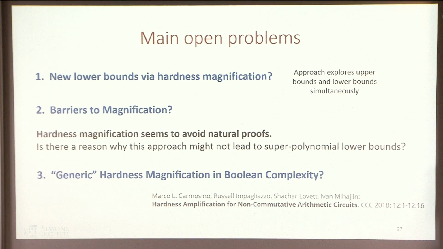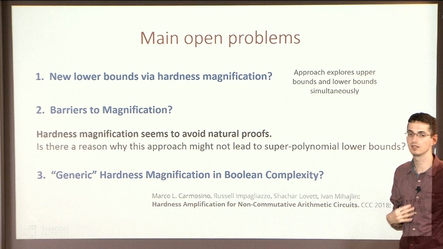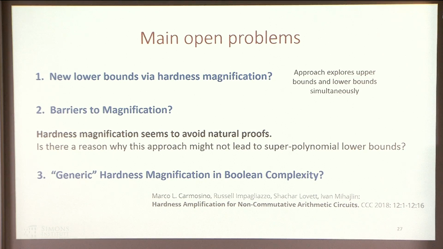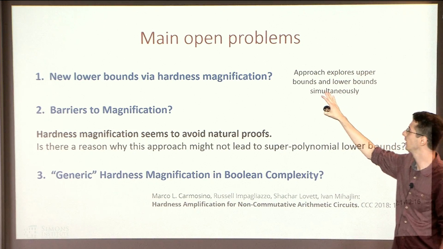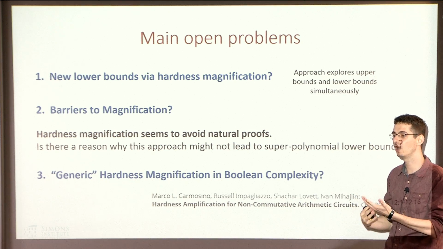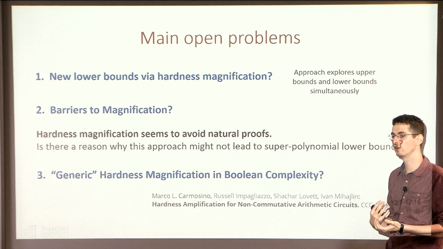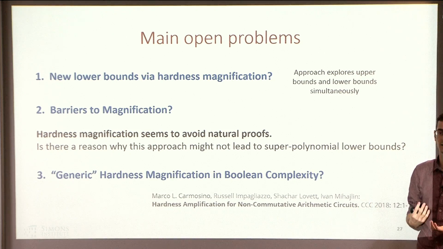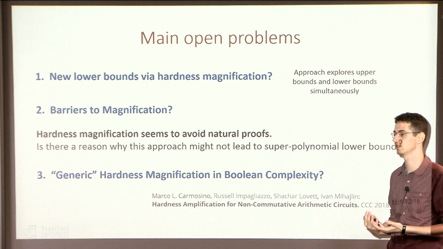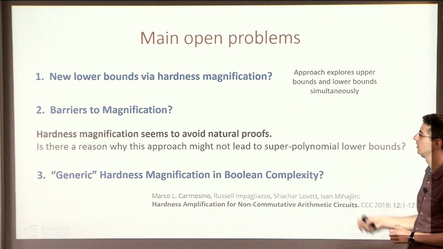Okay, so let me tell you about what I think are the main problems in this research line. To me, one of the most interesting ones is, can we use hardness magnification to prove new lower bounds? I think this is a good approach to lower bounds because it combines the power of the class, so upper bounds, with lower bounds. And our experience in recent years is that exploring upper bounds is also interesting in connection to lower bounds. So this seems to be going in the right direction because of this.